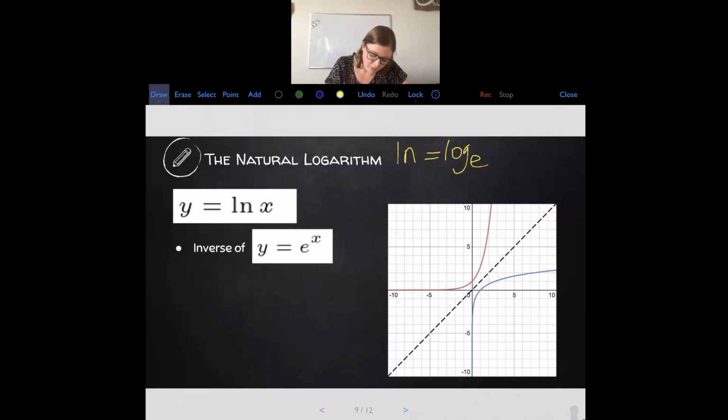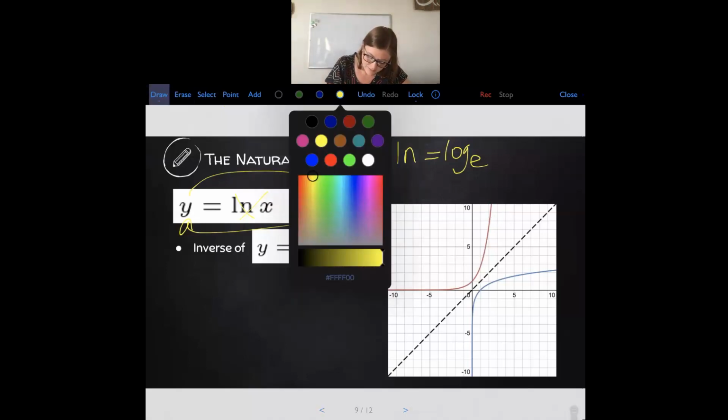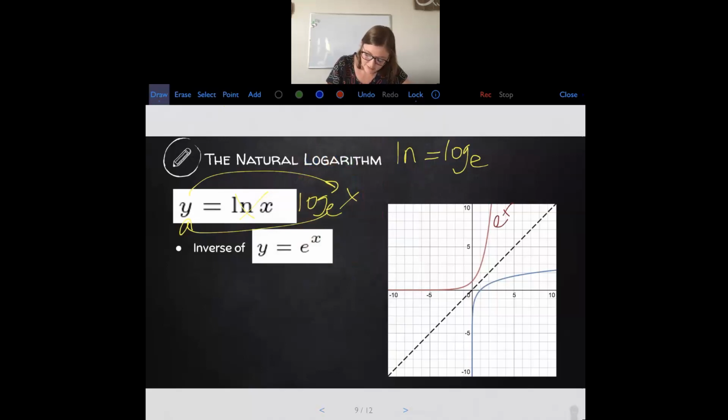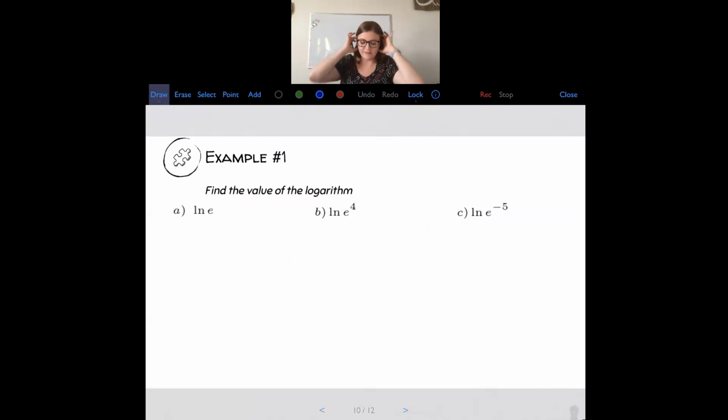Okay, so y equals ln of x. It works the same: if we say that this is log base e of x, this would be e to the y is equal to x. Okay, so it's actually the inverse of y equals e to the x, and so I've graphed them on the same coordinate plane. The red line is e to the x, and the blue line is ln of x. You can see that it mirrors across the dotted line, which is y equals x, meaning it is the inverse.